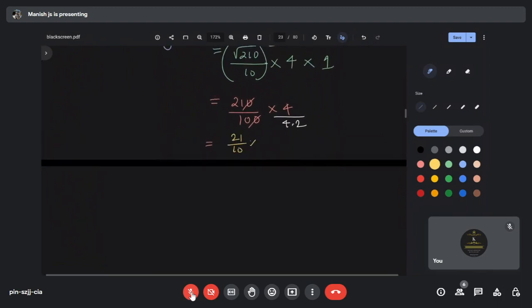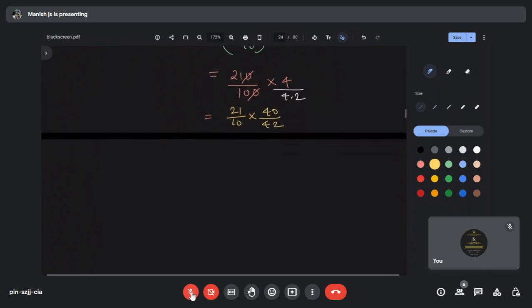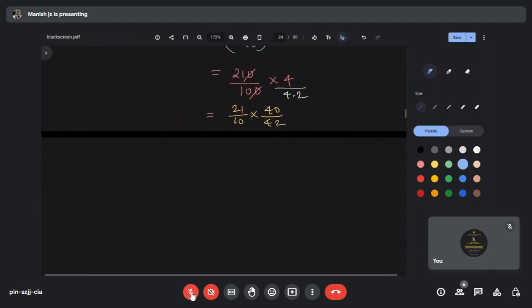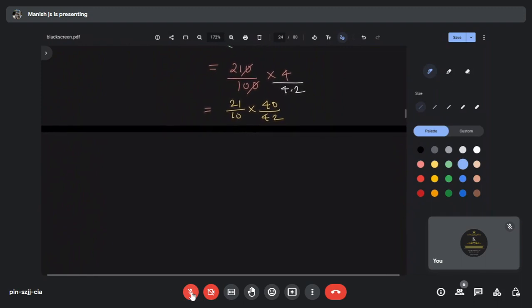21 upon 10 into 40 upon 42. So just go for a simplification. 21 1 times, 42 2 times, sir. 10 and 40 cancel out, sir. 4. 2 ones are 2 twos are. Are you getting 2? Yes, sir. So 2 calories per second.